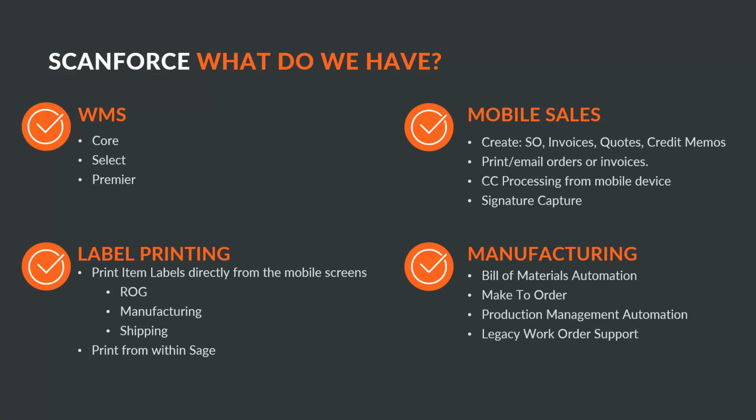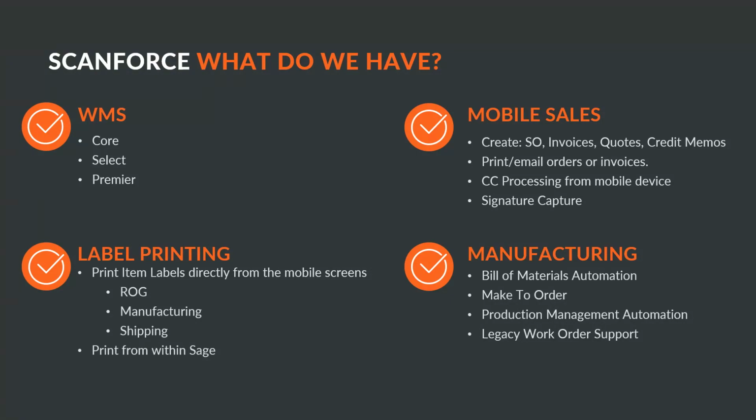And then just below that, label printing. What good would we be as a barcoding company if we couldn't print labels with barcodes on them? So of course we do that at various steps like receipt of goods, manufacturing, making new stuff, and picking and shipping. We also have manufacturing over on the right-hand side there, and we integrate to all the Sage 100 enhancements for manufacturing. We'll talk a little bit about that today as we go.